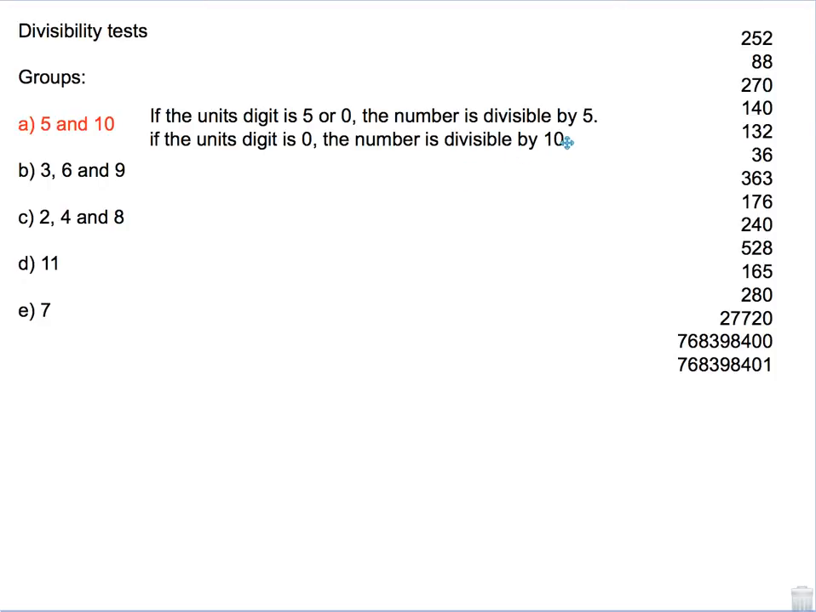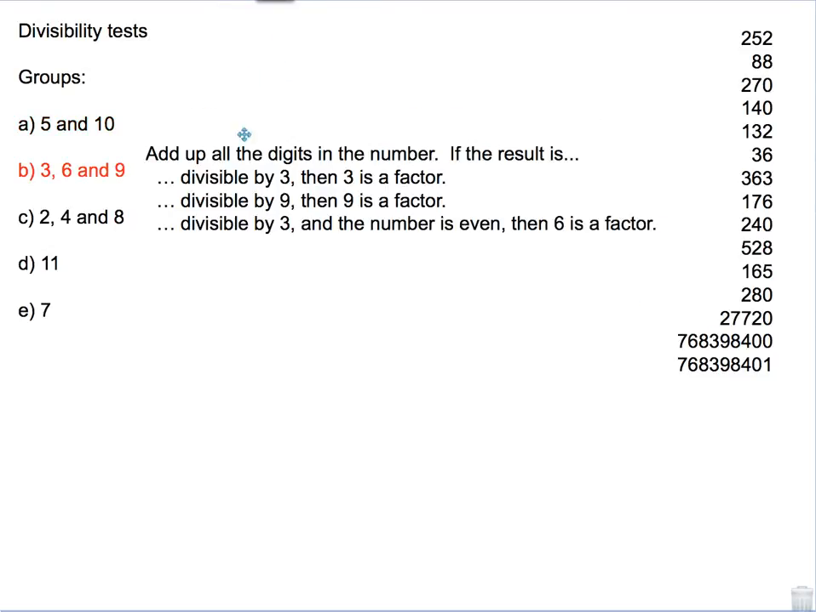If the units digit is 0, then the number is divisible by 10, and we see that 270, 140, 240, 280, 27,720, and then this number, those are all divisible by 10.